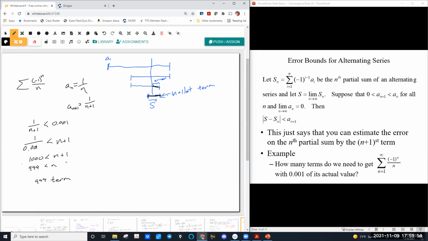This isn't going to be something we use a lot, but you know, we've done error analysis in here before. We did it with our numerical integration because we want to know how many terms do we need to get within a certain accuracy. Well, with alternating series, it's actually really easy because all we have to do is look at that n plus first term. So 1,000 is the first term to be less than this error. So we need 999 terms to get us within that tolerance.